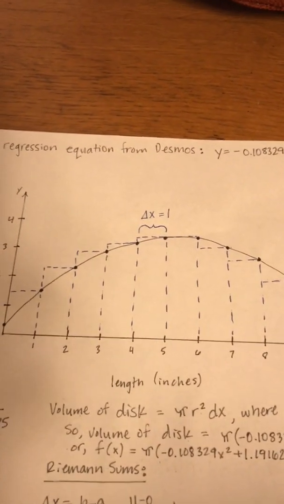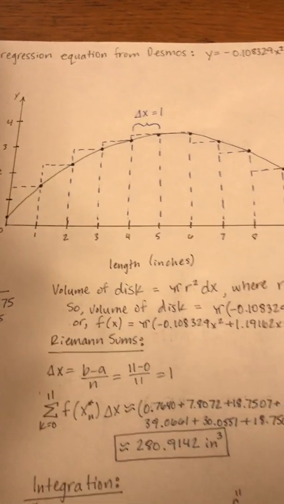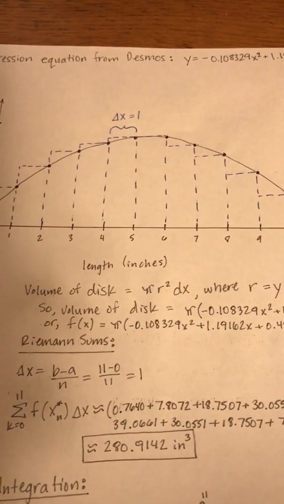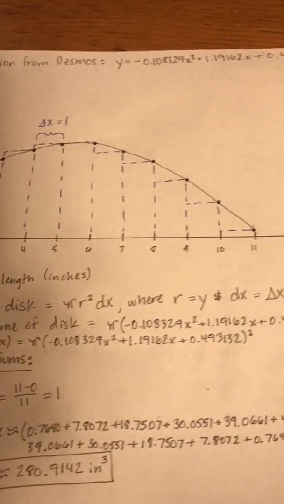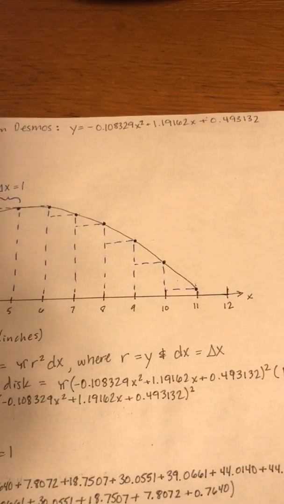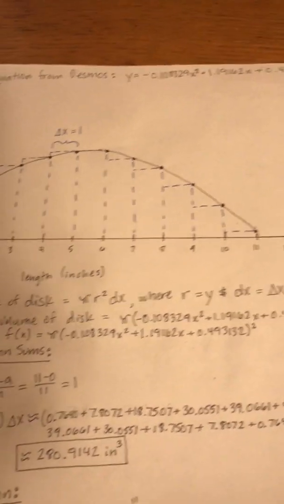Setting my delta x to 1 for my interval size, utilizing the volume of a disk formula, where r, or the radius, was just going to be my y formula, my regression formula that Desmos helped us establish.